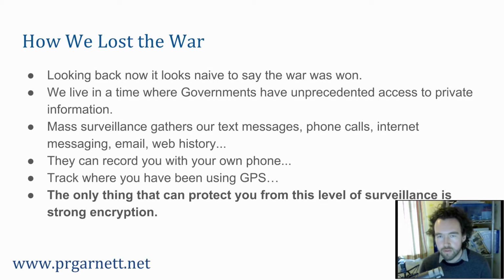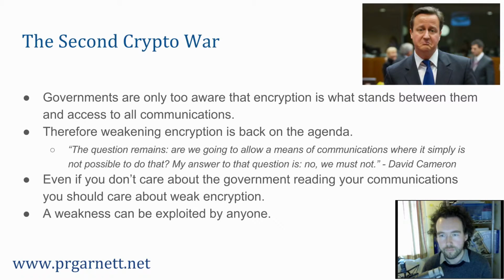Now, the only thing that can really protect you from this level of surveillance is strong encryption. That's the only way you can anonymize your communications. So we are now in what people are starting to refer to as the second encryption war, the second crypto war. Governments are only too aware that encryption is what stands between them and access to all communications.